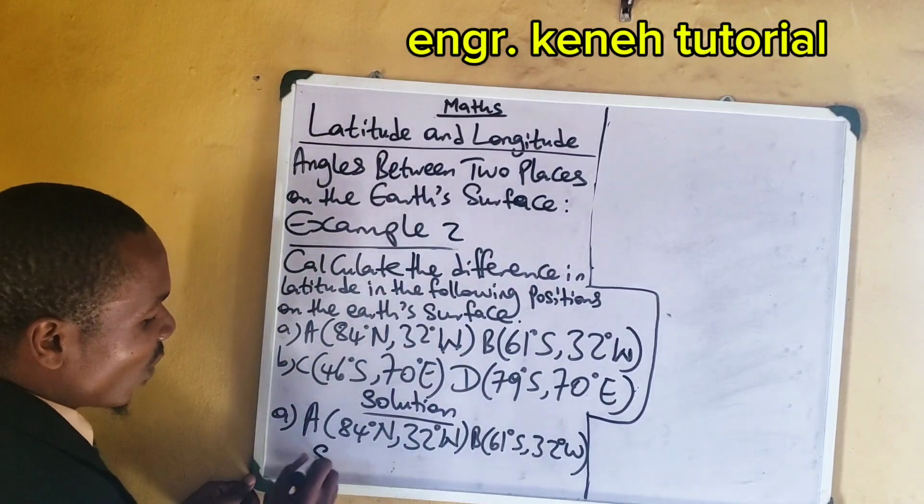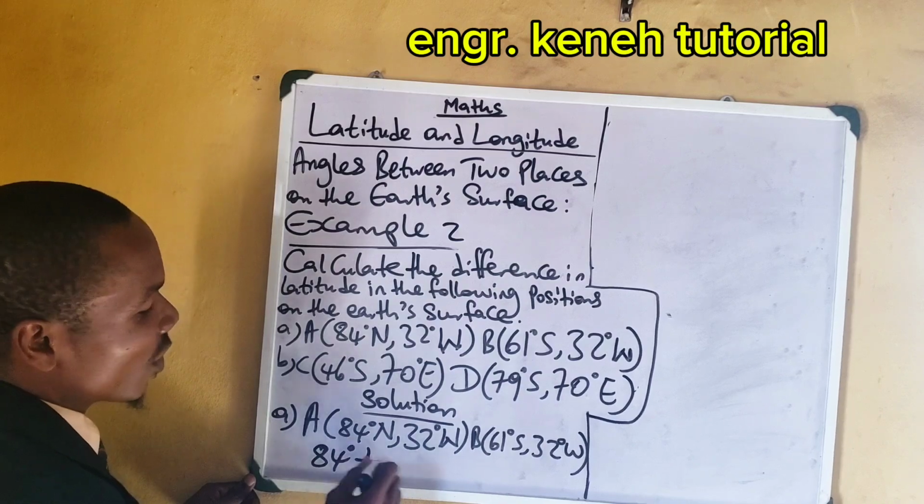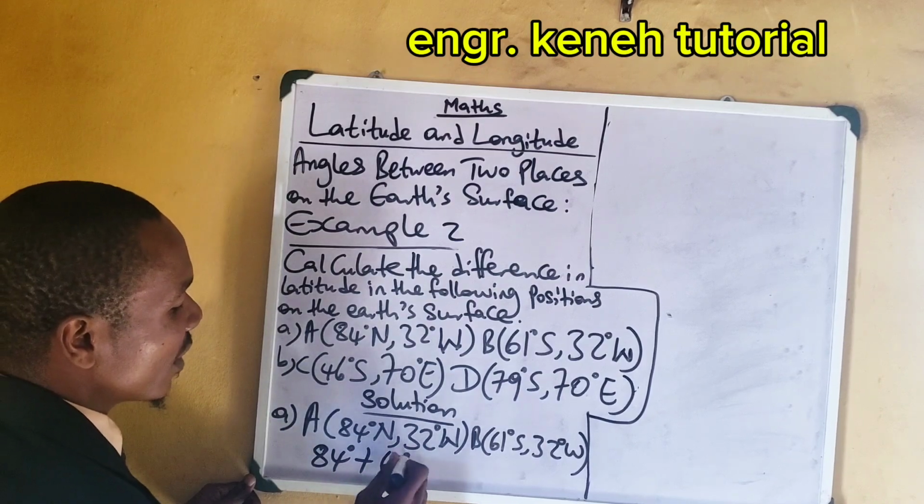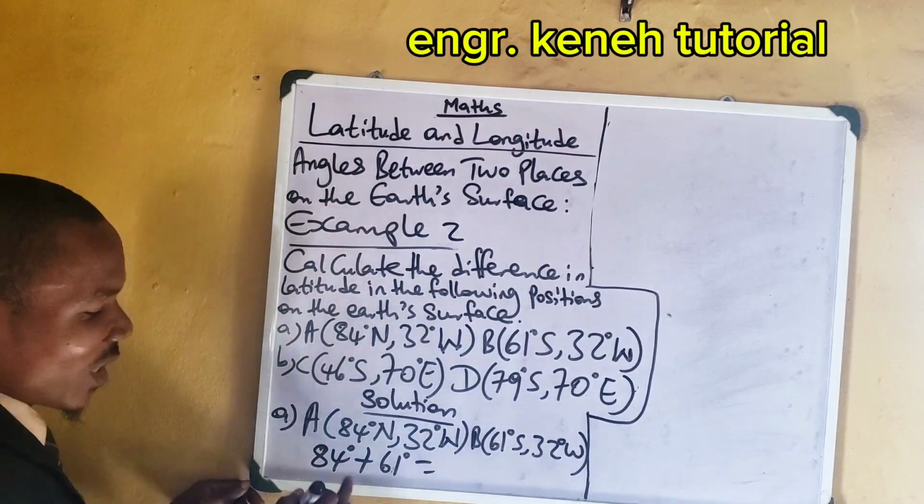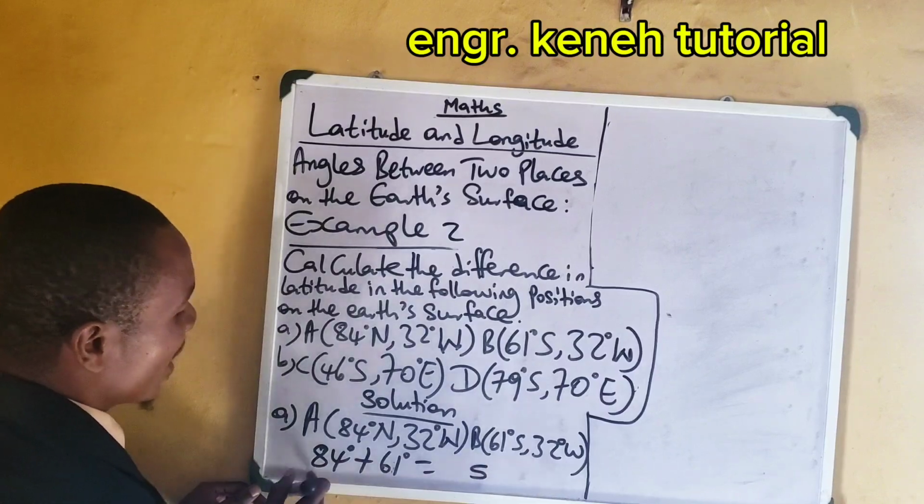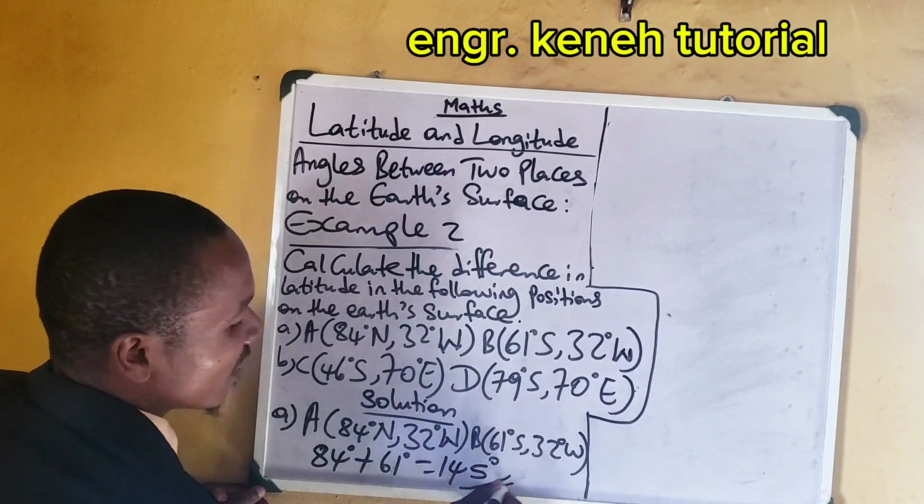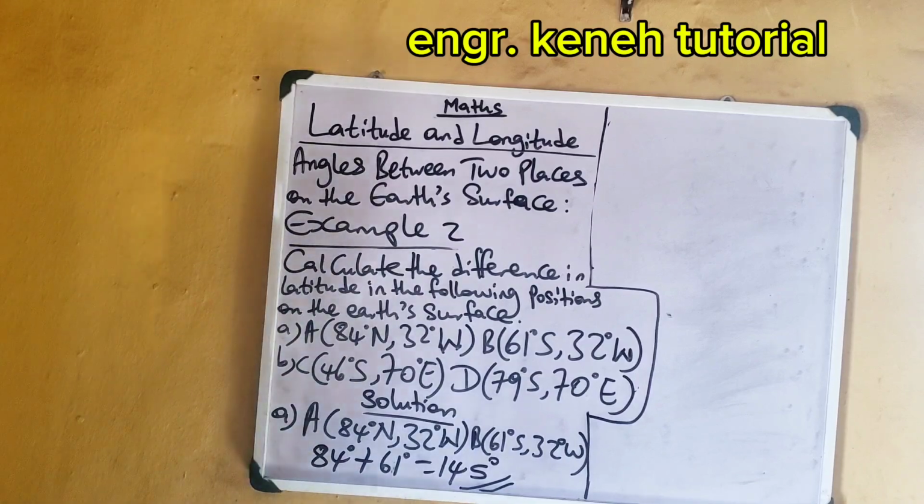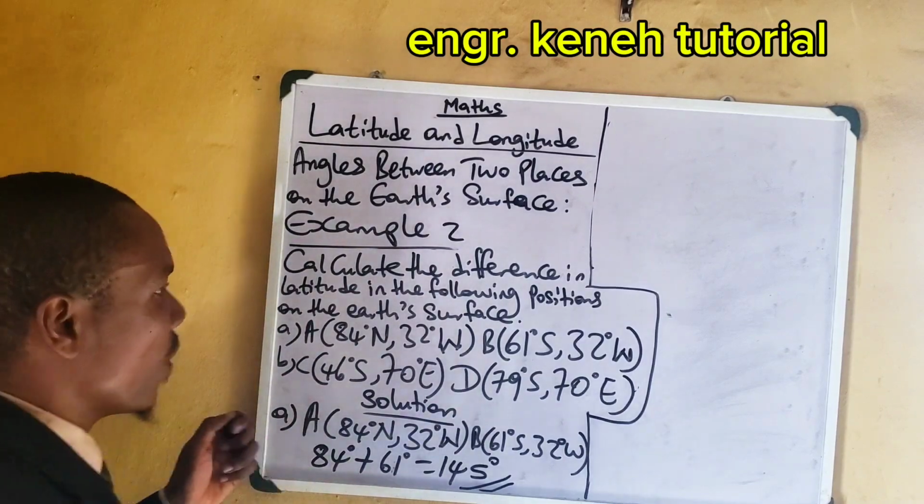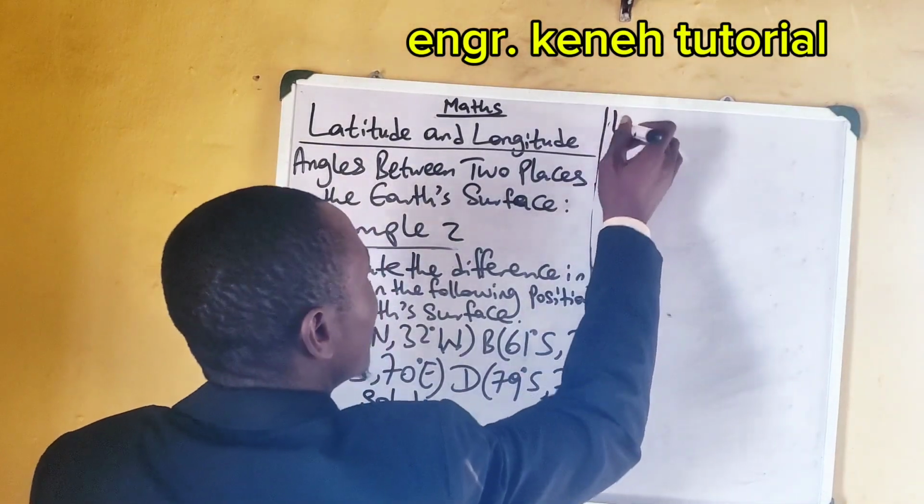What do we have here? We have 84 degrees plus we have 61 degrees like this. When you add this thing together, 4 plus 1 will give us 5. And 8 plus 6 will give us 14. So we have like this. This will give us what? 145 degrees. All right.